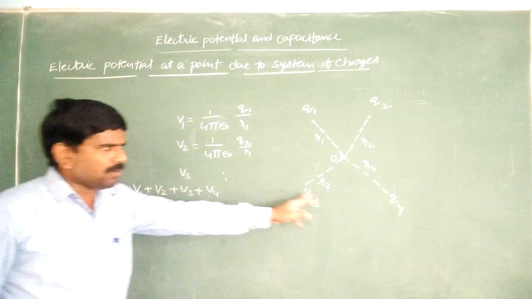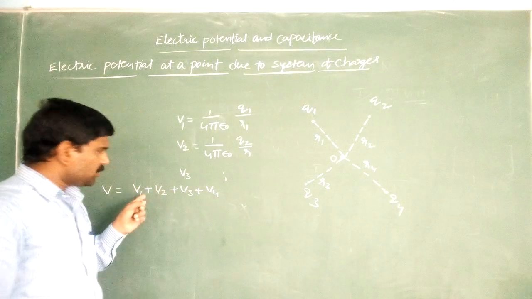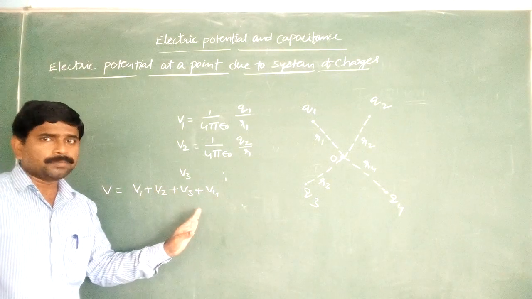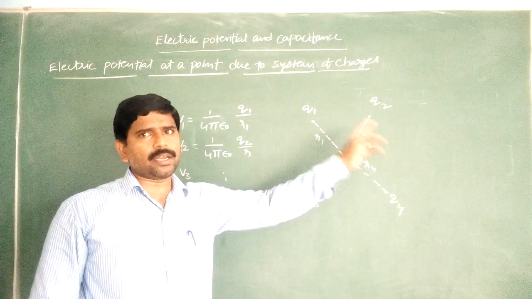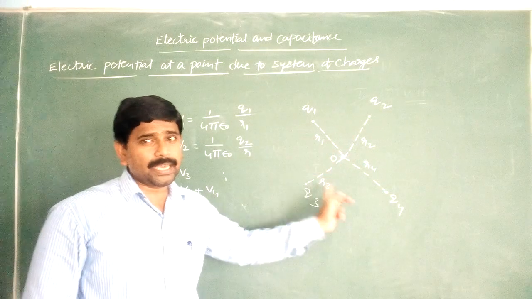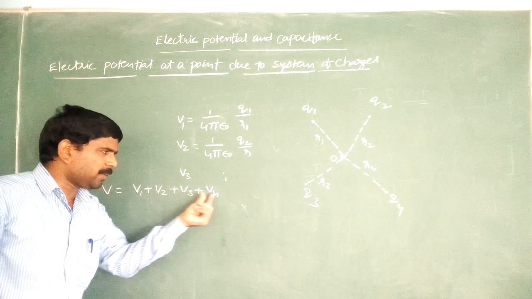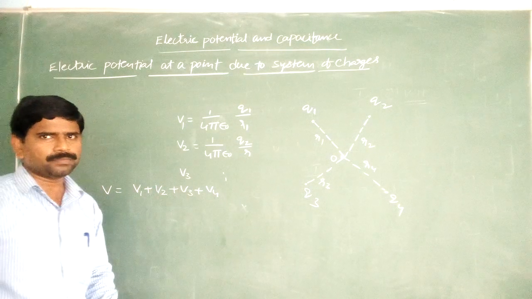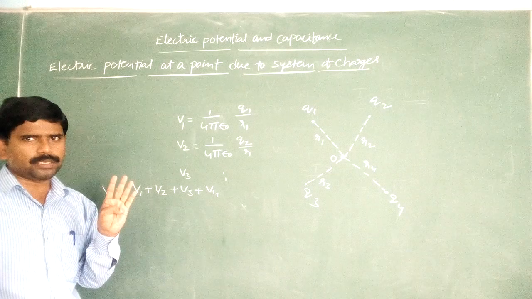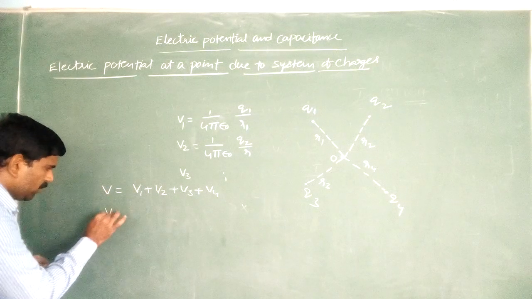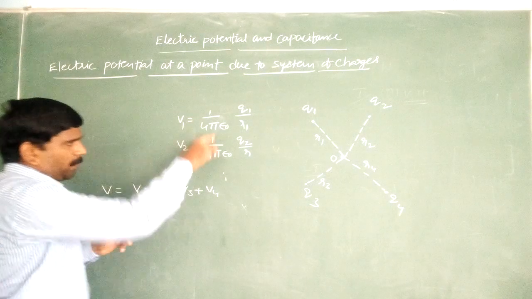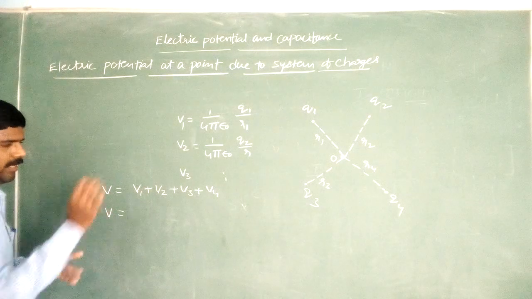So here we are taking only 4 charges. That's why we are writing up to the V4 only. In case we are taking n charges, then that is equal to V1 plus V2 plus V3 plus and so on plus Vn. Here we are taking only 4 charges. That's why V is equal to, here 1 by 4 pi epsilon naught is common in all the terms.